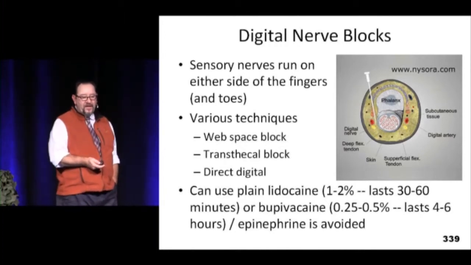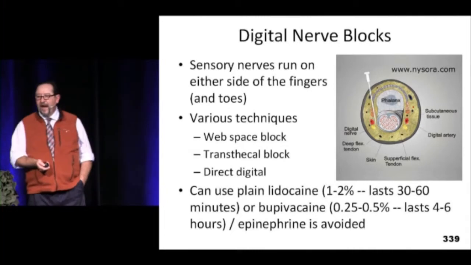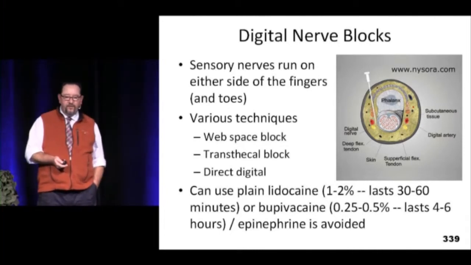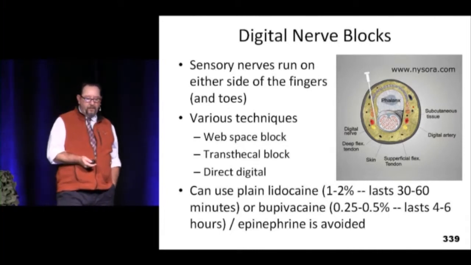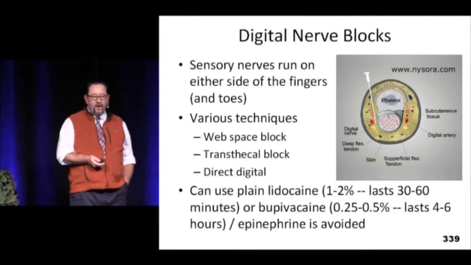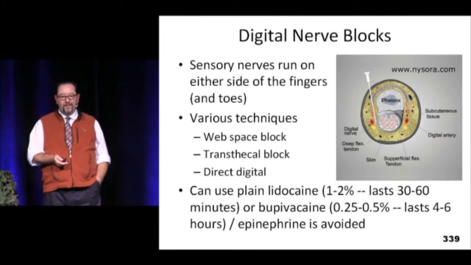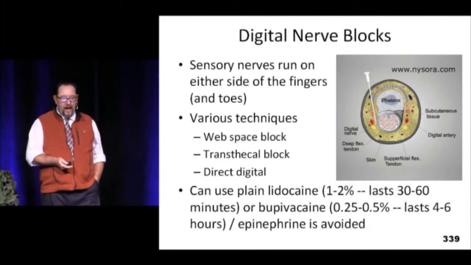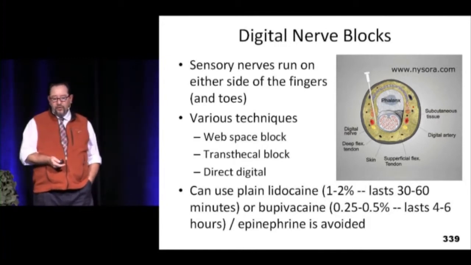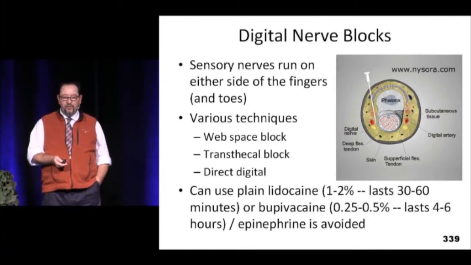All right, a little bit about digital nerve blocks. You can use lidocaine, you can use bupivacaine. The sensory nerves, here they are shown on the side of the finger. And there are other ways you can go about this. You can do a web space or a transthecal block. And you can also use bupivacaine, 1/4 or 0.5%, which is going to last longer, which might be important.